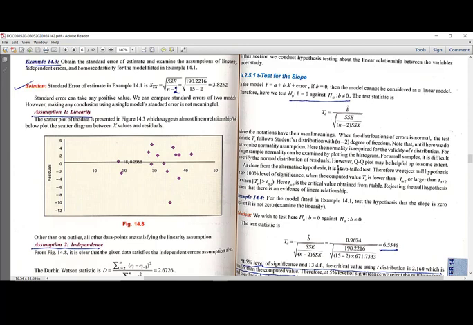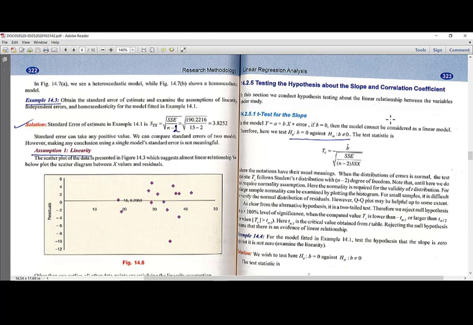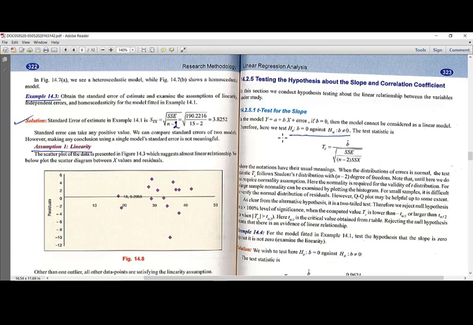Now, testing the hypothesis about the slope and correlation coefficient. For that, we are going for a t-test for the slope. In this model y equals a plus b x plus error, if b is 0, then the model cannot be considered as a linear model. If b is 0, then y equals a plus error. Therefore, here we test the null hypothesis b equal to 0, and the alternative hypothesis b not equal to 0.